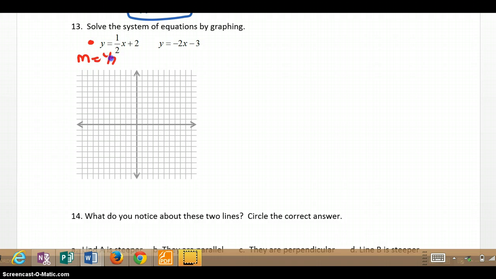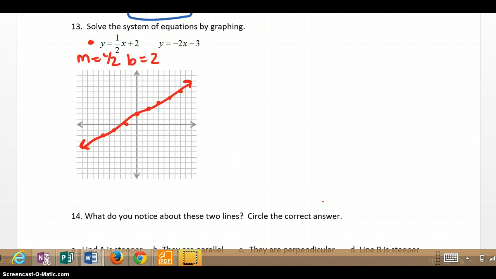Our slope is 1/2 and our y-intercept is 2, so we always start with our y-intercept. We go up 2, then up 1 over 2, up 1 over 2, up 1 over 2, or down 1, left 2, down 1, left 2, down 1, left 2. And then we can connect our points.